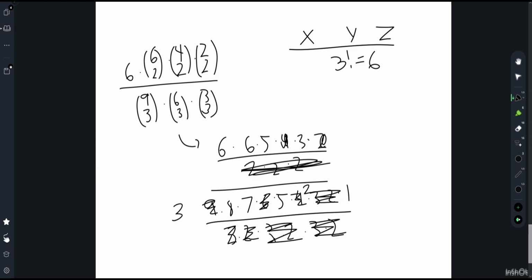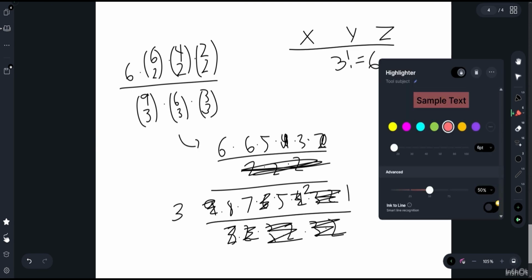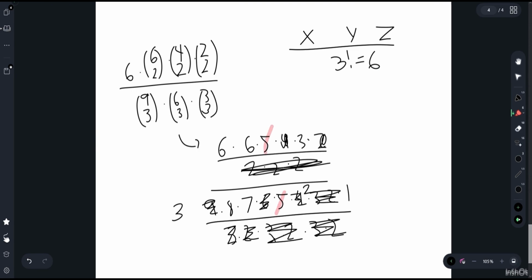So now let's cross these out. I'll cross these out in red highlighter. The 5 crosses out with the 5. The 6 crosses out with the 3 and the 2. And the 6 crosses out with one of them. So this gives us 9 over 28 as our final answer.